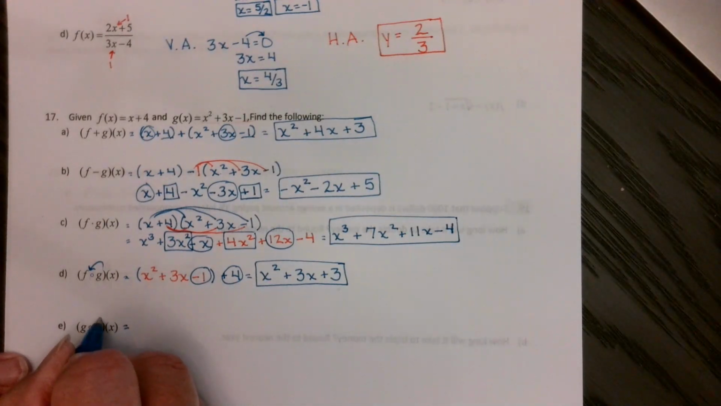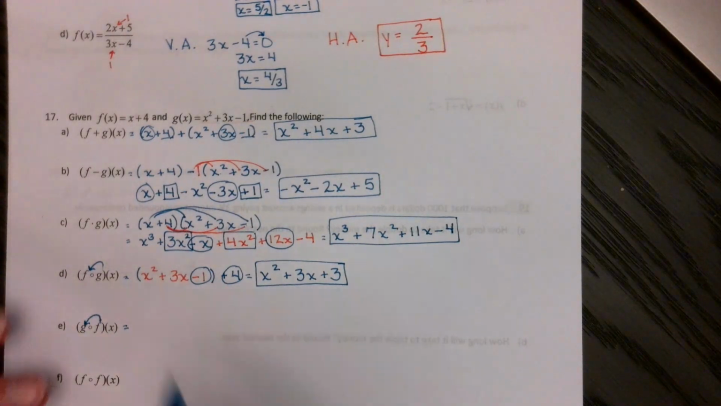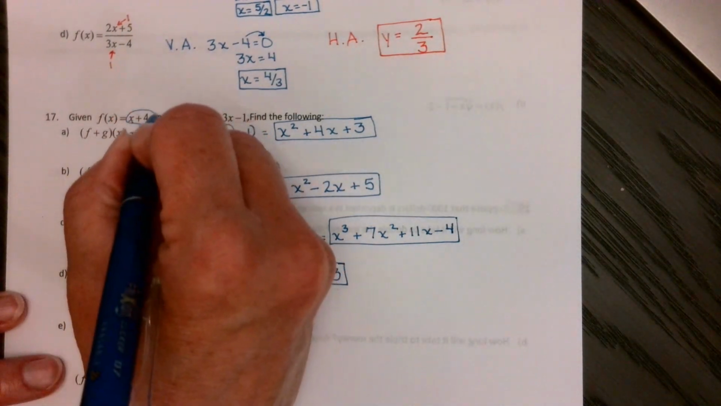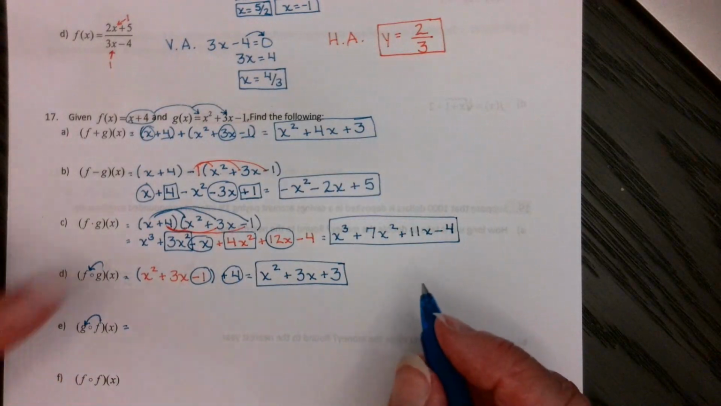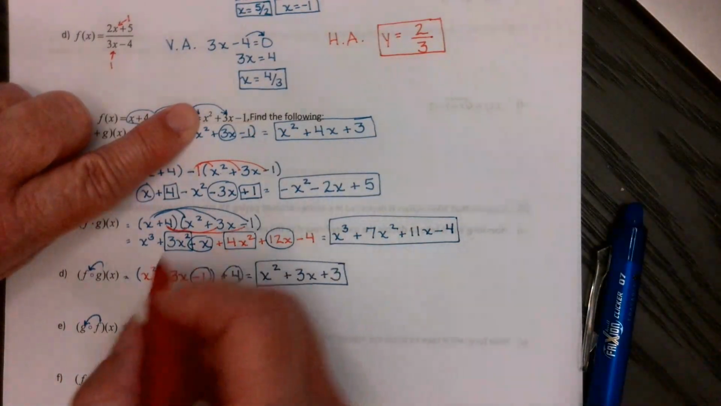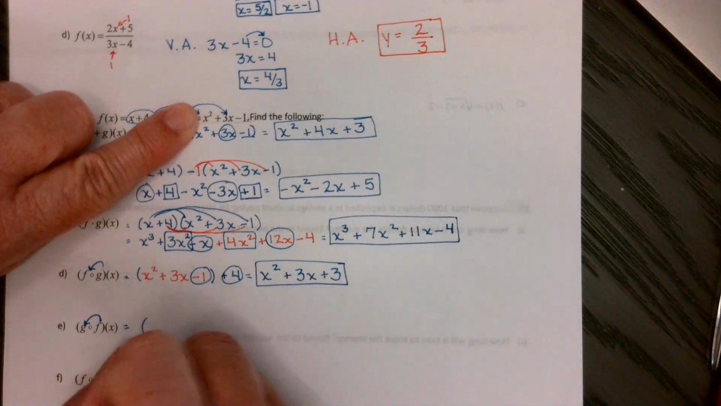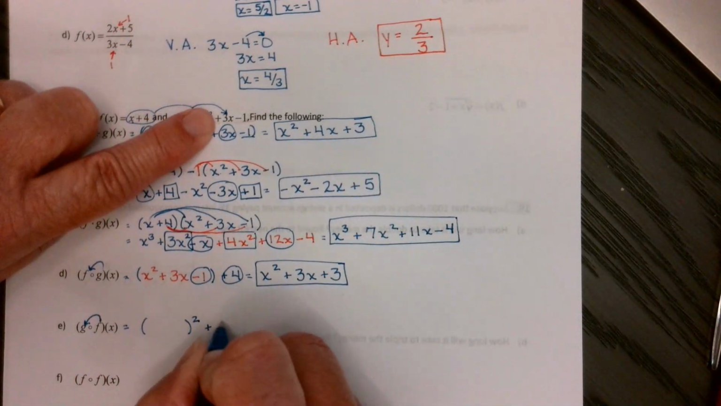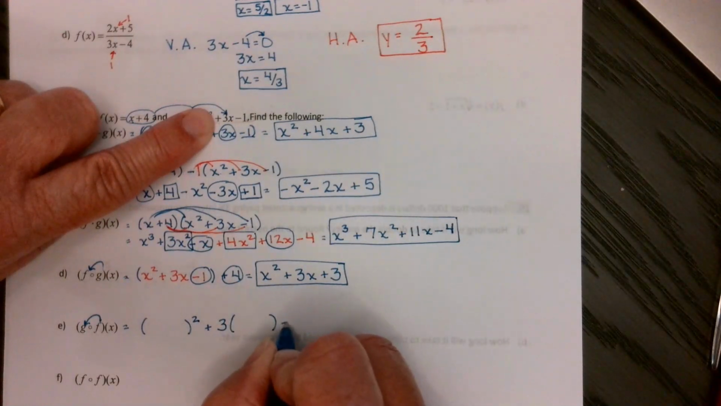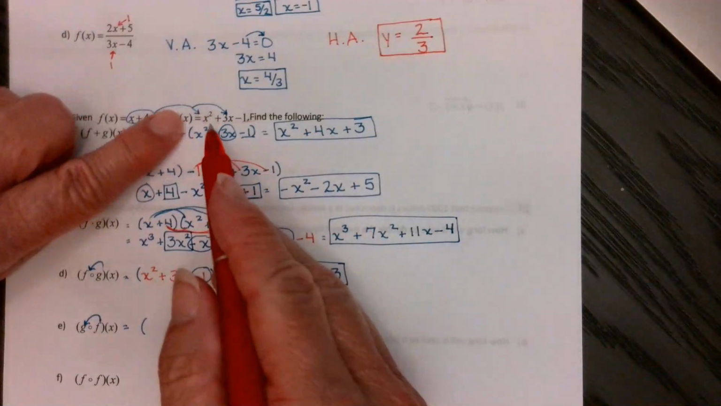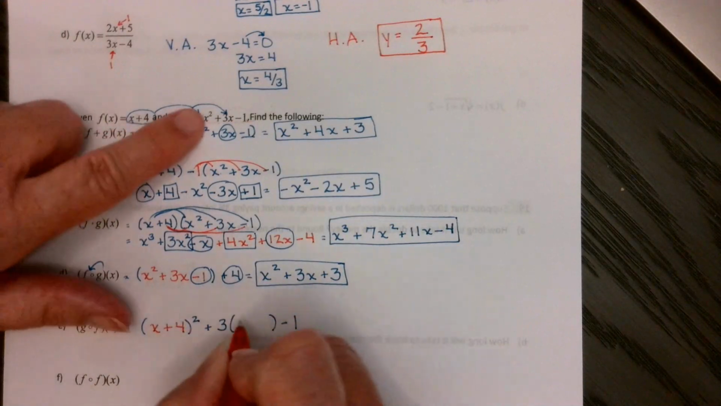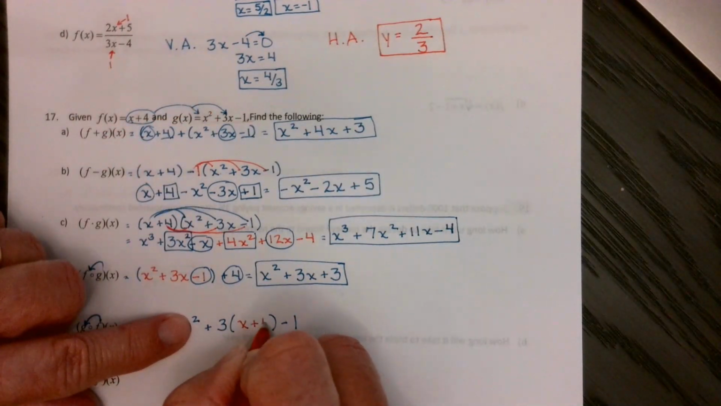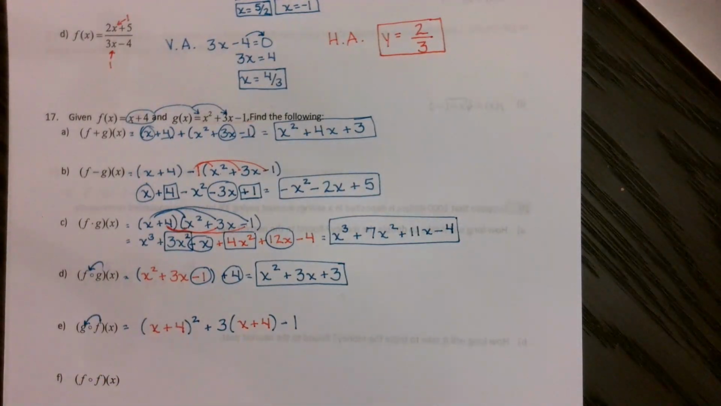I wish I didn't, but okay, I'm going to take my f now, and I'm going to plug it into g. So that means I'm going to take this, and wherever I see an x, I'm going to substitute x plus 4. So for this problem here, whatever x is, I'm going to square it, plus 3 times whatever my x is, minus 1. In this case, I'm taking this and plugging it in, so I really have x plus 4 squared, plus 3 times x plus 4, minus 1.